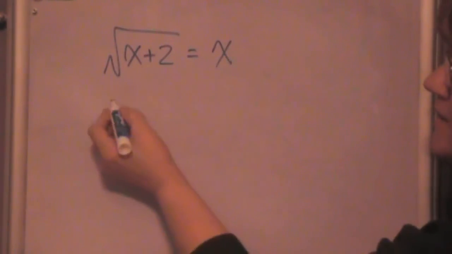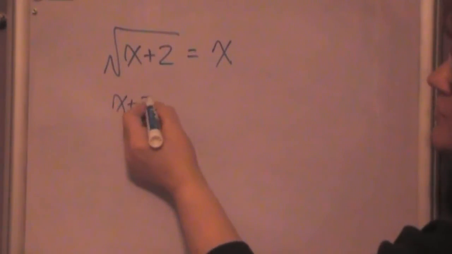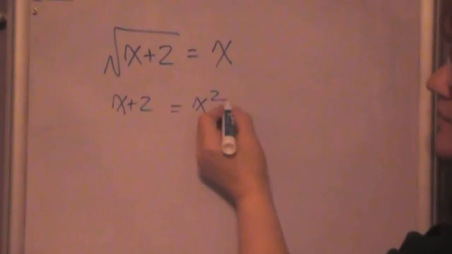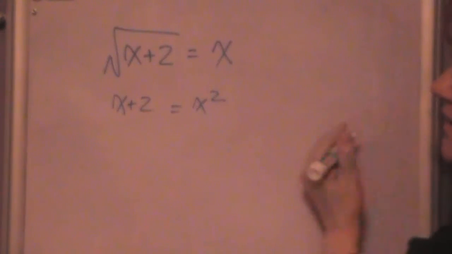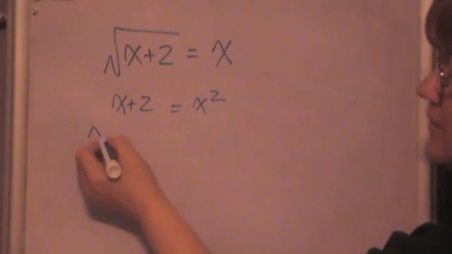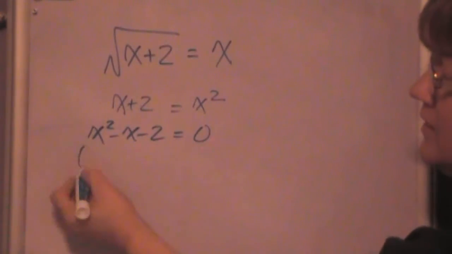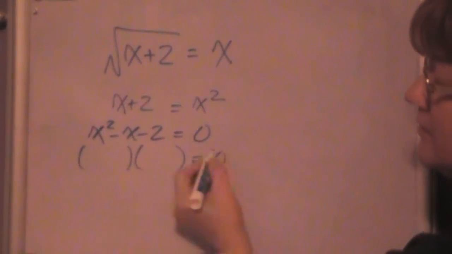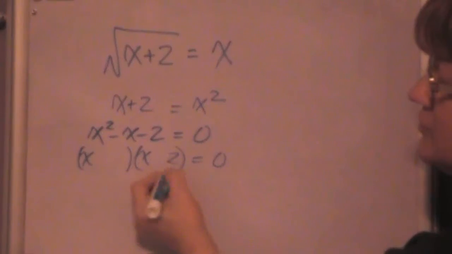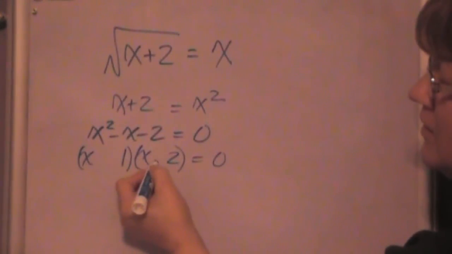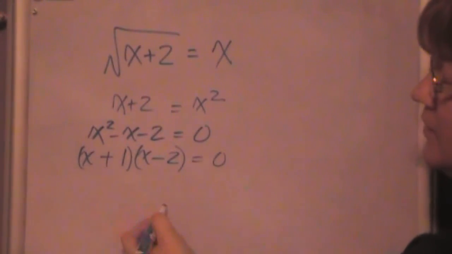Now squaring both sides up here, I get x plus 2 equals x squared. And now you solve this like any other quadratic. X squared minus x minus 2 equals 0. Factoring here, x and 2 and 1, and they are, the 2 is negative and the 1 is positive.